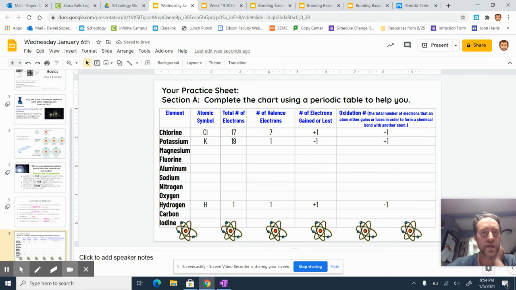Okay, that's your mission for today. Go ahead, complete this page and submit it. And then we will use that tomorrow to start actually looking at how things bond. If you have any questions, please message me on Schoology.